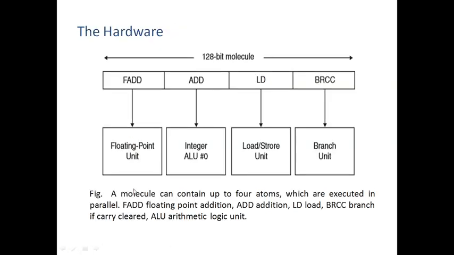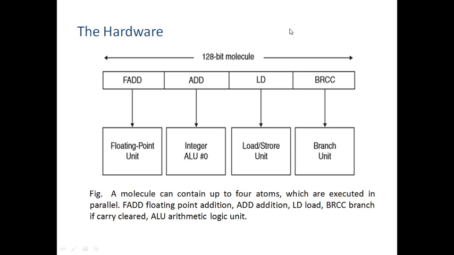Here is the hardware unit. This is the block diagram of the hardware unit of a Crusoe processor. We have two integer blocks: one with a floating point unit and one with an integer ALU. These are the integer blocks, and the load store unit is the memory unit. The branch unit is used to connect any hardware to the Transmeta Crusoe processor.